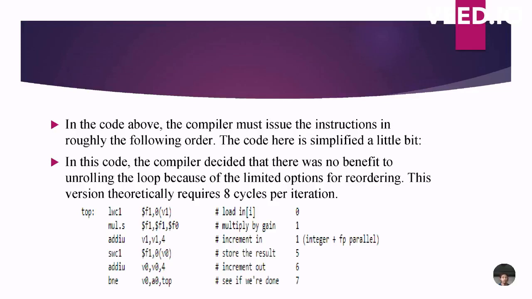In this code, the compiler decided that there was no benefit to unrolling the loop because of the limited options for reordering. There are only limited options for reordering the code. This version theoretically requires 8 cycles per iteration. In practice, it may use more than 8 or fewer than 8 cycles per iteration. Here is the code consisting of the 8 cycles per iteration.